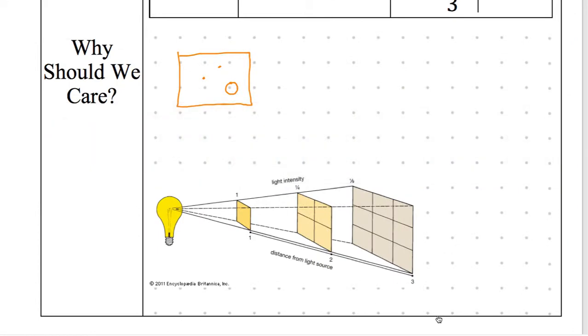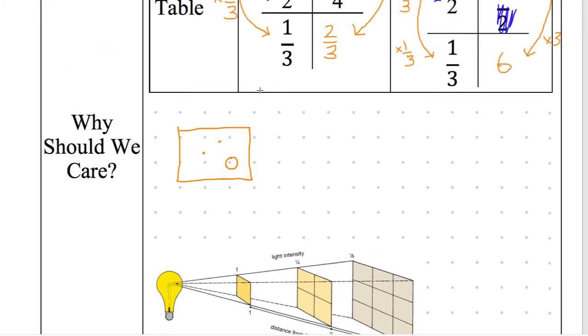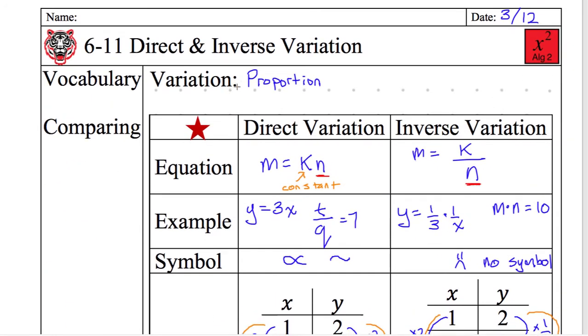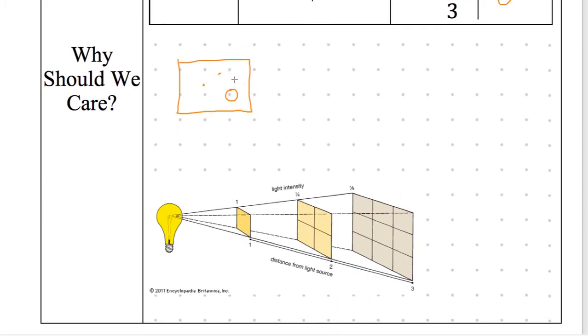Wait, so what does that ball thing have to do with it? Now that I'm coming back to what this lesson is, I'm talking about direct and inverse variation. One of these rules is, say, has anyone thrown a rock into a lake?